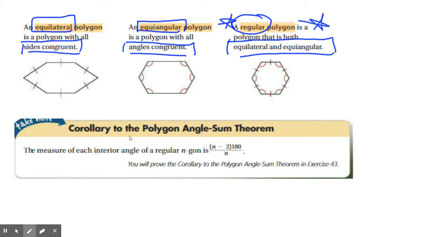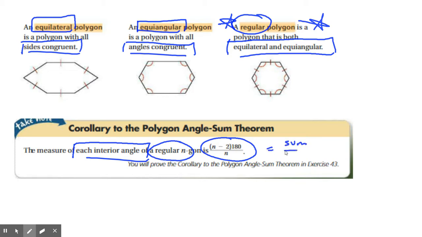There is a way to find the measure of each interior and each exterior angle of a regular n-gon. To find the measure of each interior angle of a regular n-gon, you take that sum and divide it by n. Think of it as the sum of the interior angles divided by n. Same idea for the exterior angle. Say I want to find each exterior angle of a regular n-gon. The sum is 360. You divide by n, and that gives you the measure of each exterior angle.